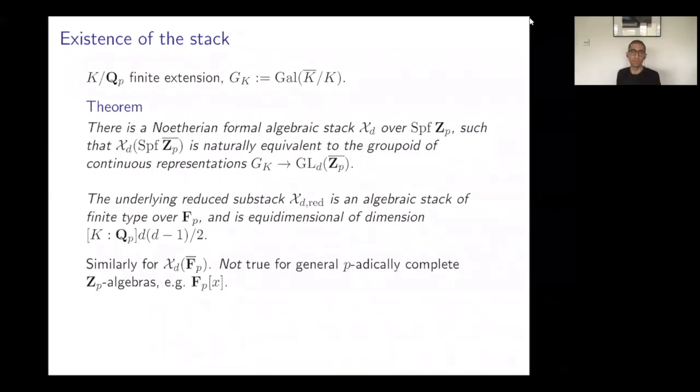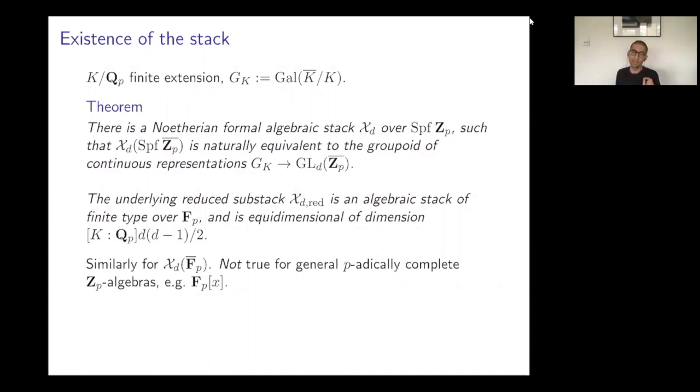So in the description, I just told you what the Z_p-bar points are. You get exactly the same kind of thing, for example, for the F_p-bar points. So the F_p-bar points of this stack are just the same thing as my representations rho-bar from the previous slide. So it's just mod p representations of this group. So this stack, its special fiber, gives an answer to the question of, is there some moduli space in which the representations rho-bar are varying?